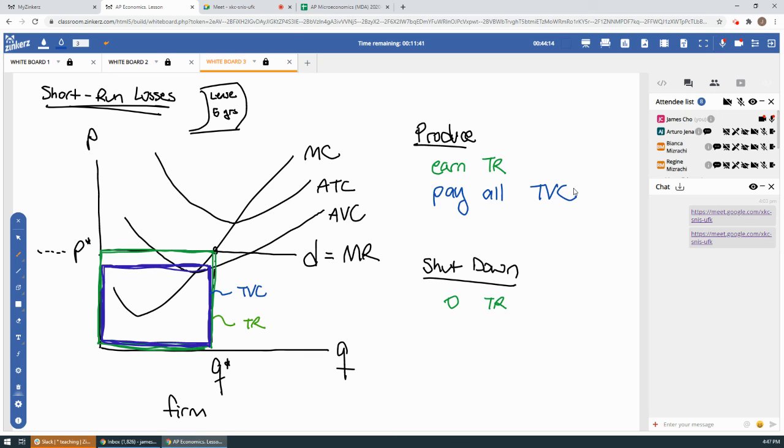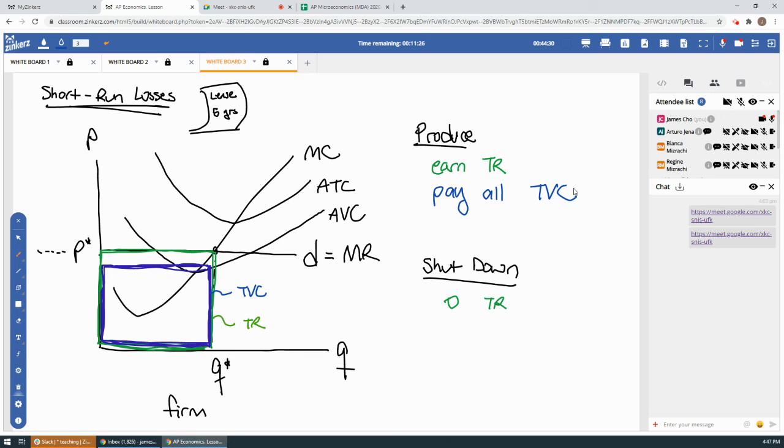Hold on to that for a second. Okay. So if I produce, I am making stuff. I'm earning some money. I do have total revenue. But the only way to make stuff is I need to hire those workers. But the cool thing is I'm earning enough revenue to pay all of my variable costs.